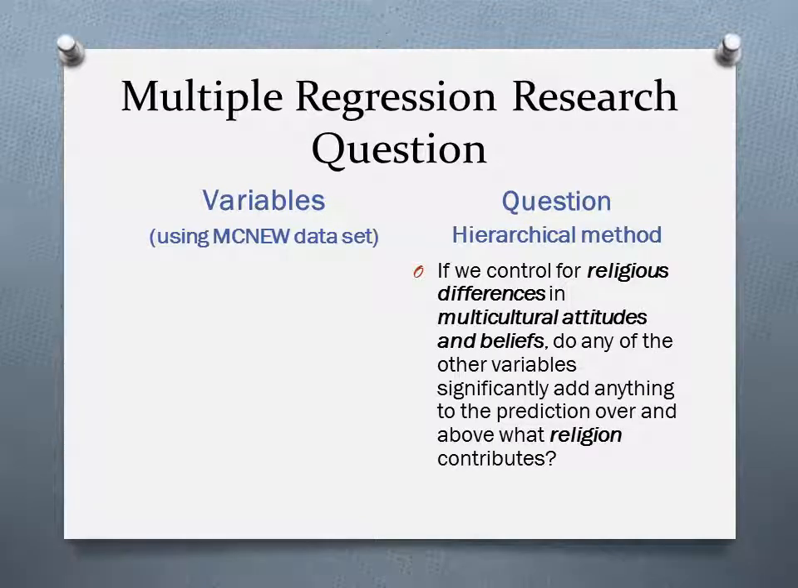with the sample question being, if we control for religious differences in multicultural attitudes and beliefs, do any of the other variables significantly add anything to the prediction over and above what religion contributes?